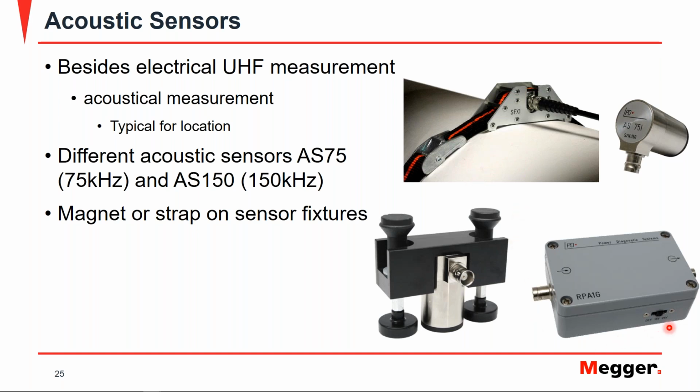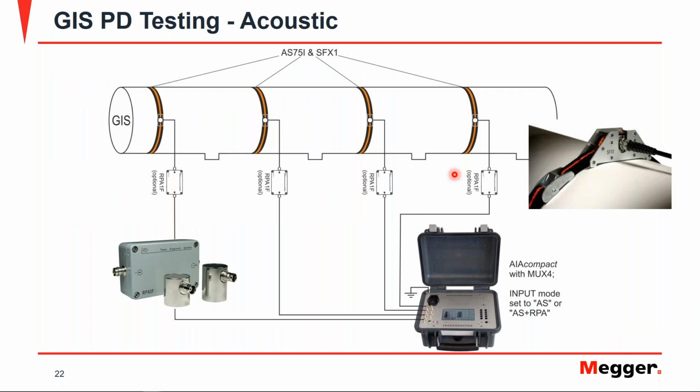Another thing is this preamplifier that's typically used with the acoustic sensors. They're optional, but they offer amplification of the measured signal to be transmitted to the actual measurement device itself. Here we have an example of the SFX1 strapped around our GIS structure. We have our acoustic sensor here in white, then our preamplifier, and out to our measurement device. Again, it's relatively straightforward: your acoustic sensor, your fixture, the preamplifier, and then out to your measurement device, and you're ready to perform your acoustic measurements.